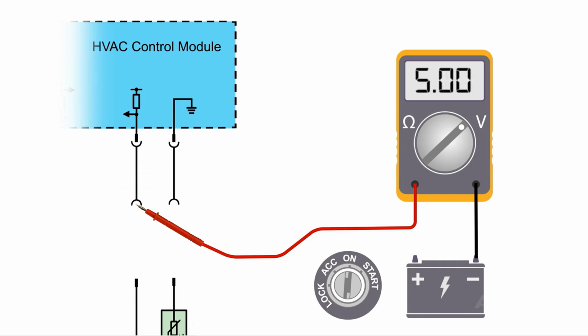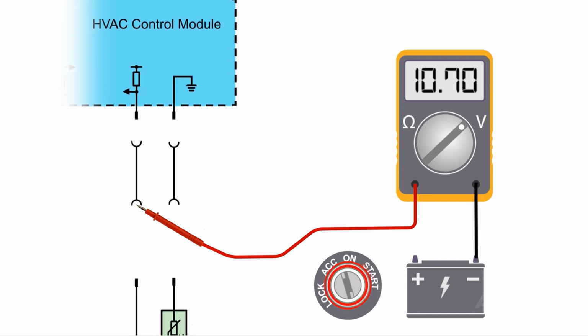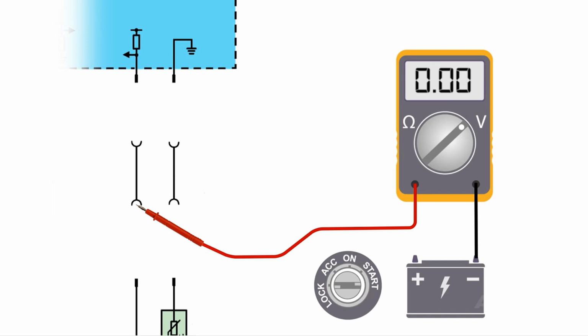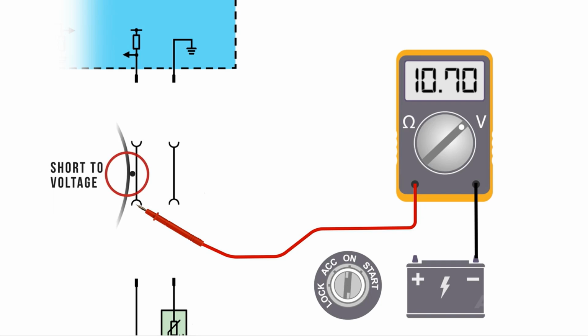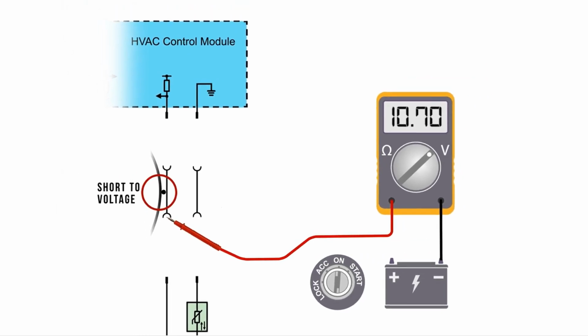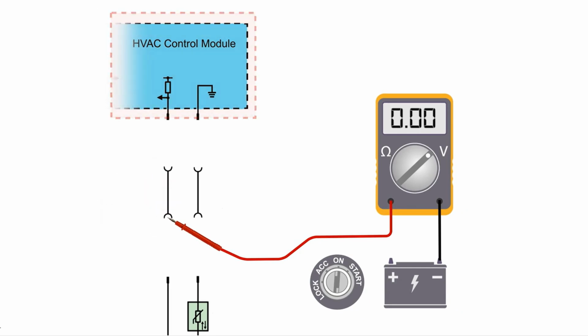If a reading higher than 5 volts was recorded, a short to voltage will be the cause. With the meter still connected between the battery negative and the harness signal terminal, turn the ignition off and disconnect the module. Turn the ignition on and watch the meter. If the value is still higher than expected, then the short is in the harness between the two connectors. If the meter reads 0, the short is in the HVAC module or a circuit from the module.